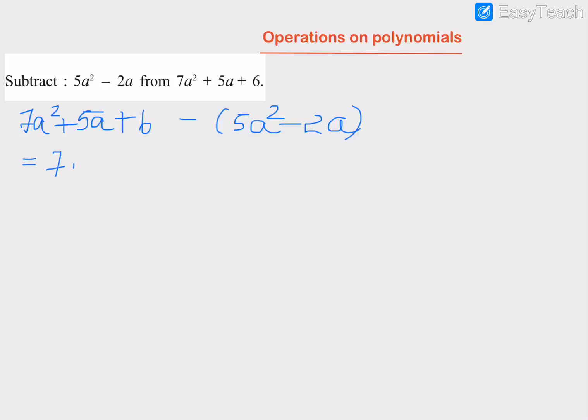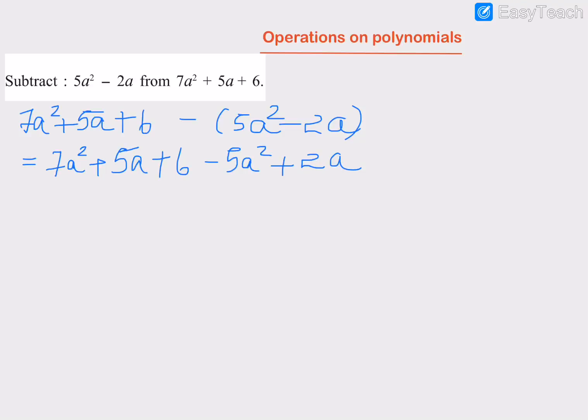So it will be 7a square plus 5a plus 6 minus 5a square, minus into minus 2a, plus 2a. Negative into negative will be plus 2a. So now there is no bracket. Now how will we do the further solution?